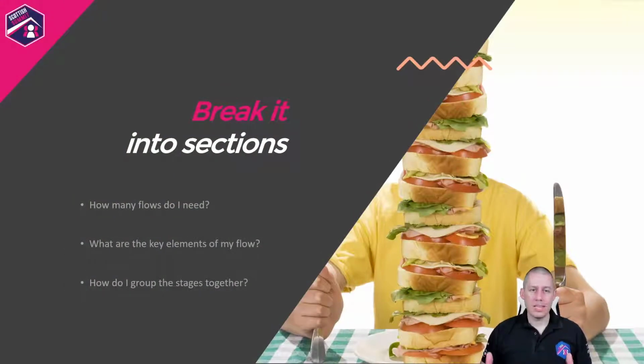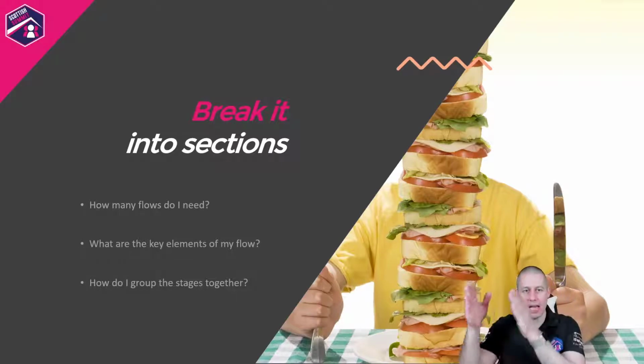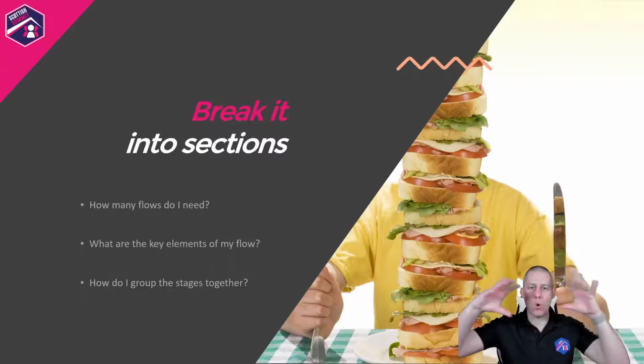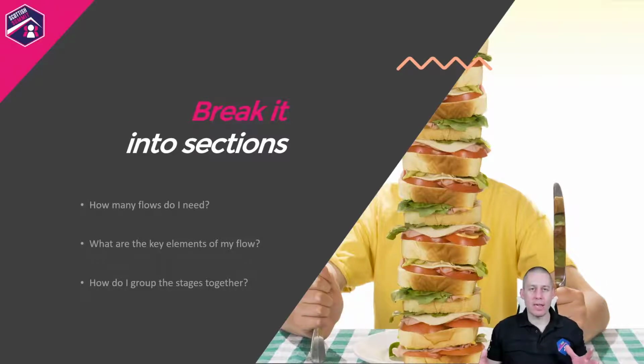Also, let's break it into sections. So don't be a hero. Don't try and tackle everything in one go, because you don't need to do that. You can really iterate through your build, and we'll talk about that in a moment. But break it down into sections. Think about, first of all, how many flows do I need? Because that is going to break your process down into individual sections. So immediately we're taking what is quite a big process and we're simplifying it by making it a much smaller, or several much smaller, processes.